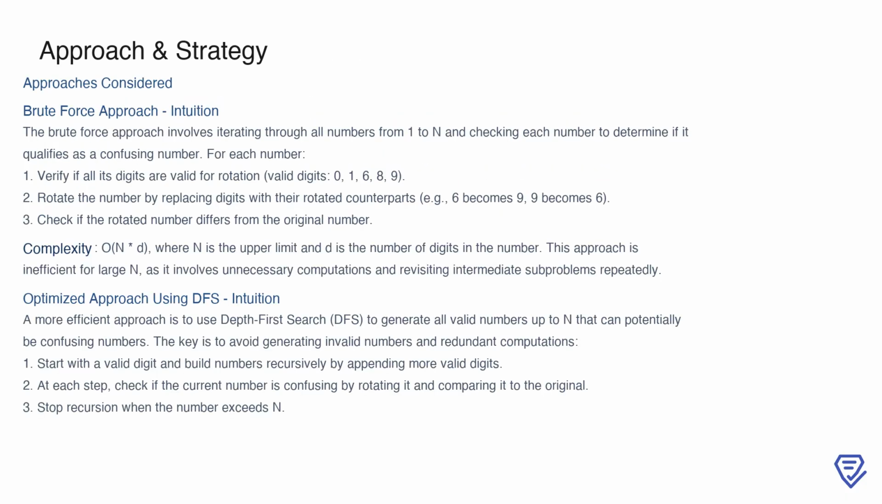To solve the problem of finding confusing numbers up to n, we start by considering two approaches. The first is the brute force method. The intuition here is straightforward. We iterate through all numbers from 1 to n and check each one to see if it qualifies as a confusing number. For this, we need to verify two things. First, that all the digits in a number can be rotated, meaning they belong to the valid set of digits, 0, 1, 6, 8, and 9. Second, we rotate the number by replacing each digit with its rotational counterpart, like turning 6 into 9 or 9 into 6, and then compare the rotated number with the original. If the two are different, the number is confusing.